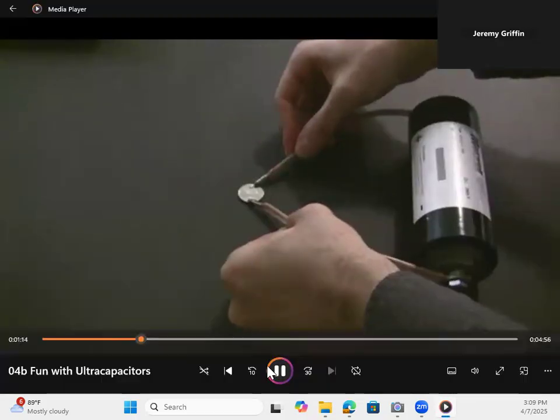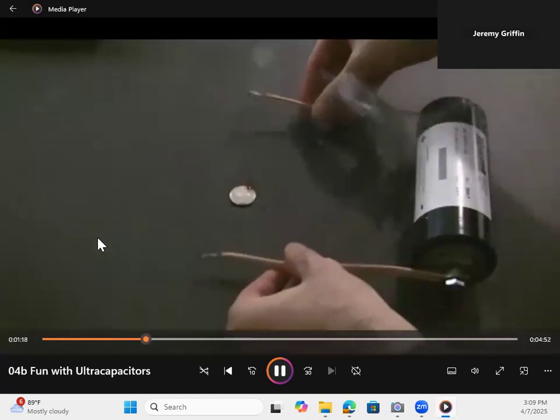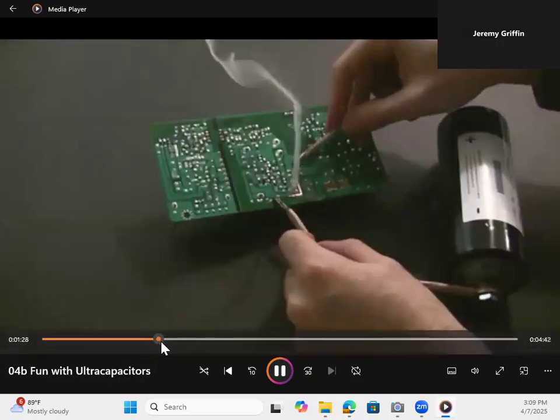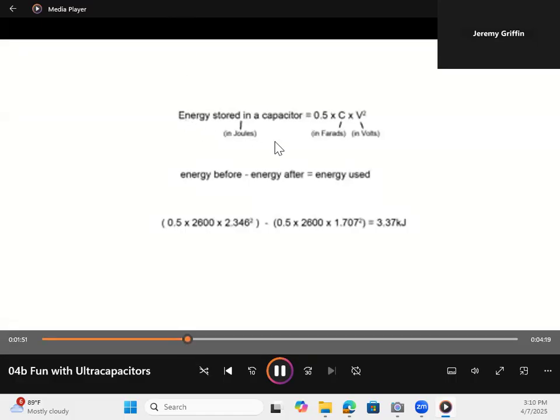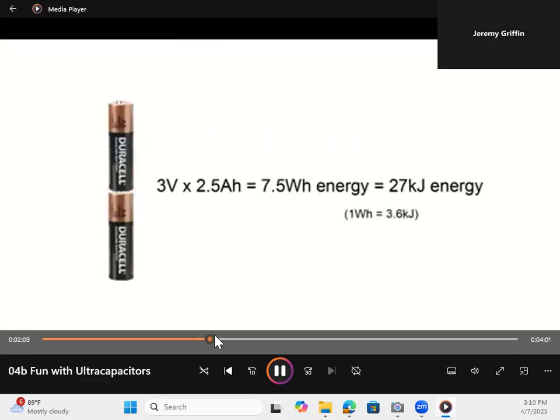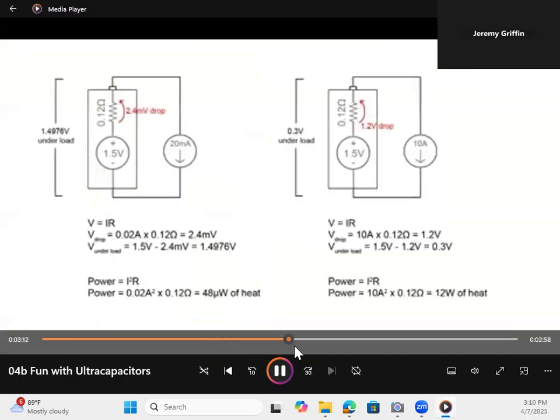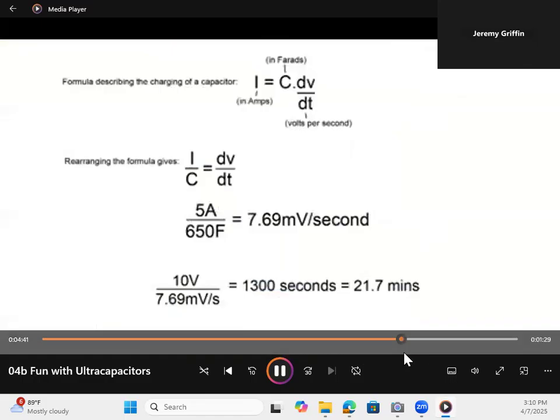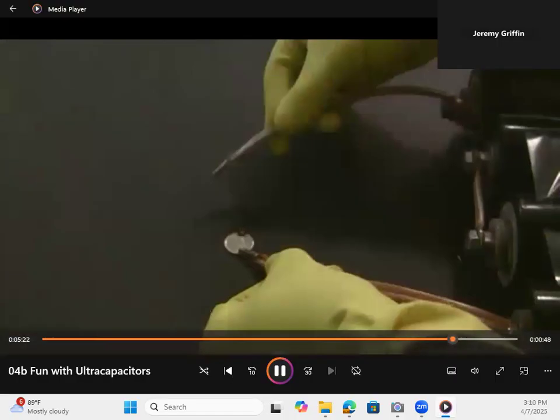Throughout this video, he fries a bunch of stuff, and he's frying a coin here. Again, it's a bunch of energy all released at once. Then I'll do some math. I just want to breeze through this. You see, energy stored is 1/2 capacitance times voltage squared. He does some math right there, which shows you how much energy he's talking about. Yeah, adding capacitors together, that's some other things. All right, but let's breeze through this.